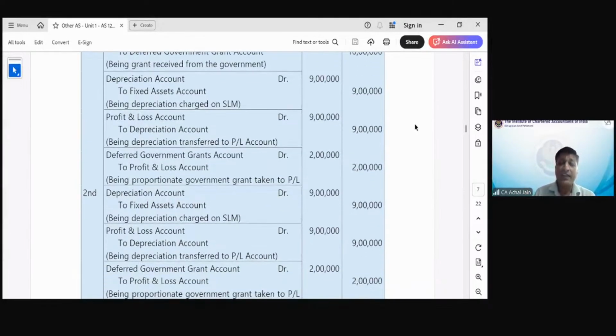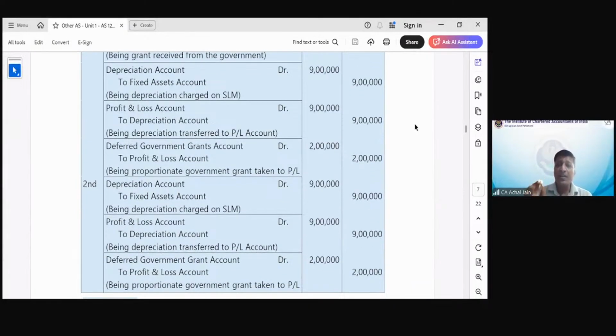In the second year, you will have a similar set of accounting entries: one for depreciation, second for transferring the depreciation to P&L, and third for booking the government grant income. Good, Priyanshi. Anyone else who has got any queries on this? Are you clear on this? Yes, Pawan.